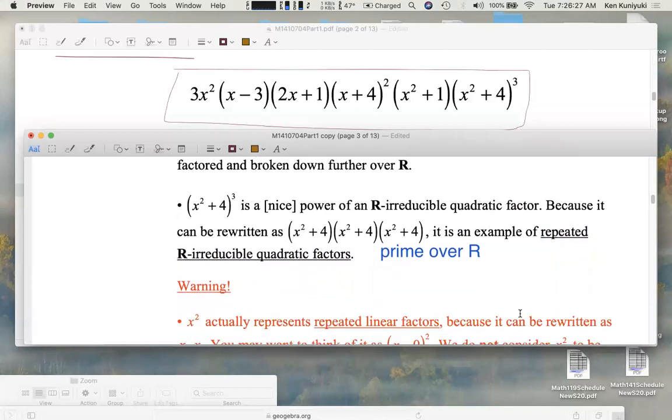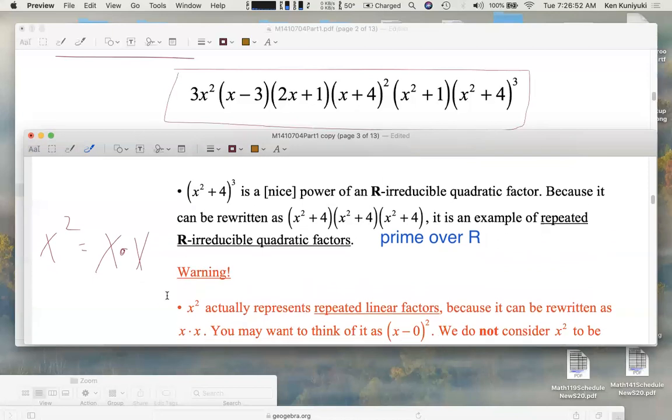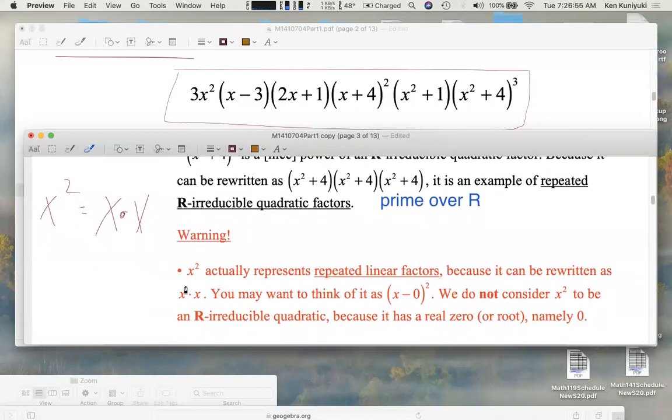Finally, what is the deal with x squared? You might think, oh, that's quadratic. But the thing is, it has real zeros, right? Namely, 0 and 0. If an algebra student asks you, what is x squared? You might say x times x, right? X times itself. X squared is not prime over the reals. X squared actually represents repeated linear factors because it can be written as x times x. In that sense, it's not prime. You can write x squared as x times x.